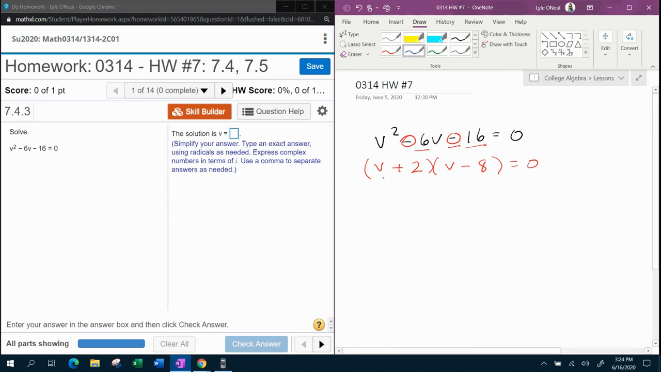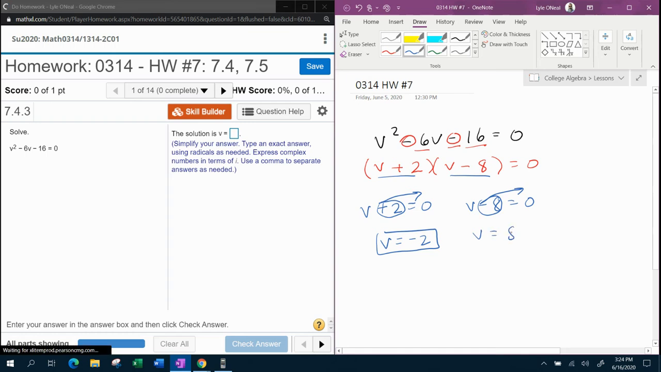So now that we have it factored, we're going to set each factor equal to 0 and solve. So v plus 2 equals 0. If I move the 2 over, we can see v is -2. That's a solution. And v minus 8 equal to 0. If I move the -8 over, we can see v is equal to 8. And every quadratic has 2 solutions, okay? And just a side note, the biggest power in your polynomial indicates the number of solutions, okay?